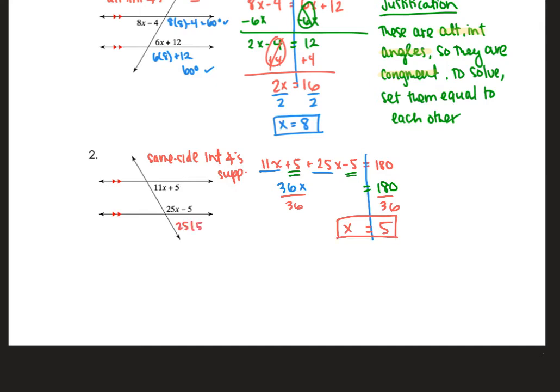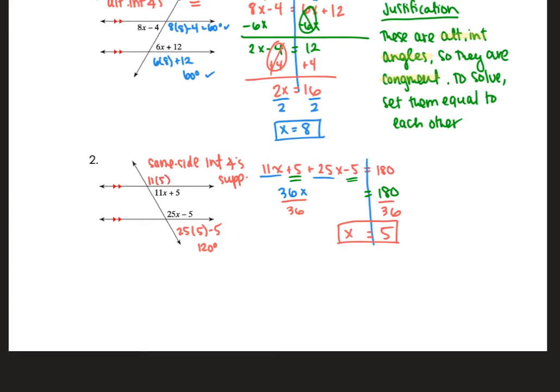We could check our answers by plugging it in. So 25 times 5 minus 5 is 120. And we can plug it in up here. 11 times 5 plus 5. So that's 55 plus 5 is 60. And remember that these two angles should add up to 180, which they do, which is good because they're supplementary.